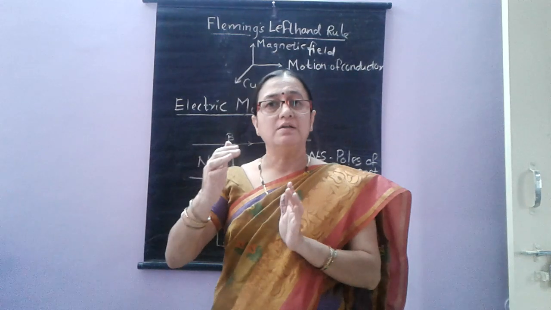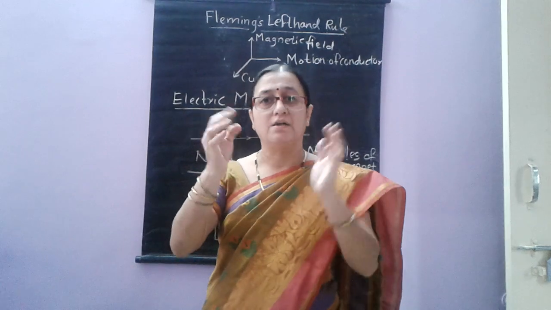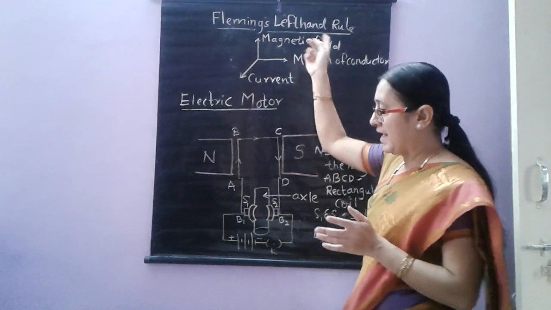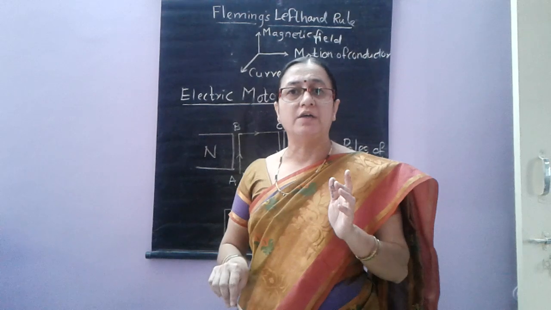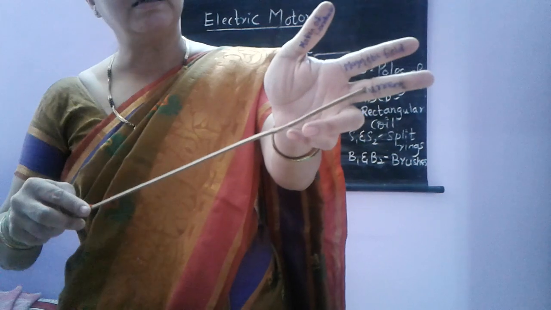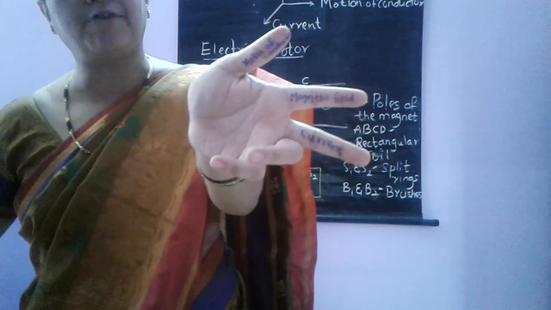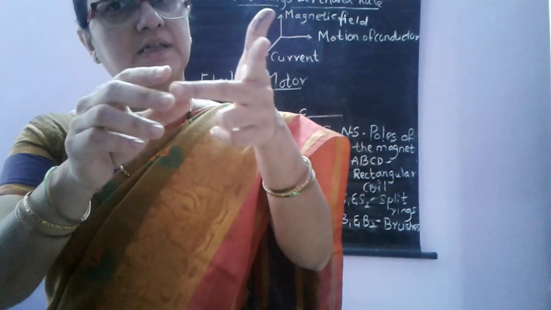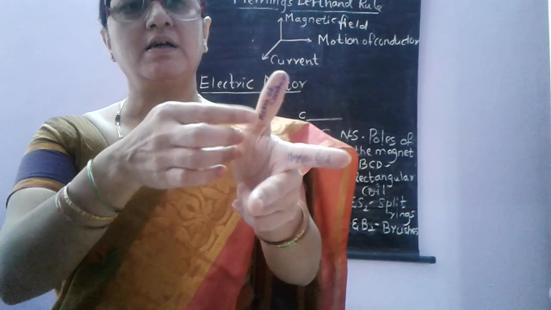In a similar way, when the magnetic field, the motion of the conductor and the current, all three things are combined together, then we get Fleming's left hand rule. So Fleming's left hand rule gives a relation between the magnetic field, the current and the motion of the conductor. According to Fleming's left hand rule, all three are perpendicular to each other.